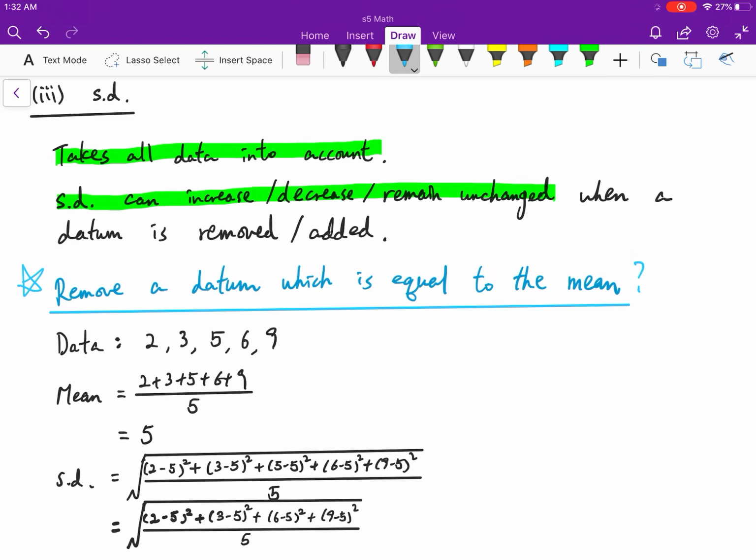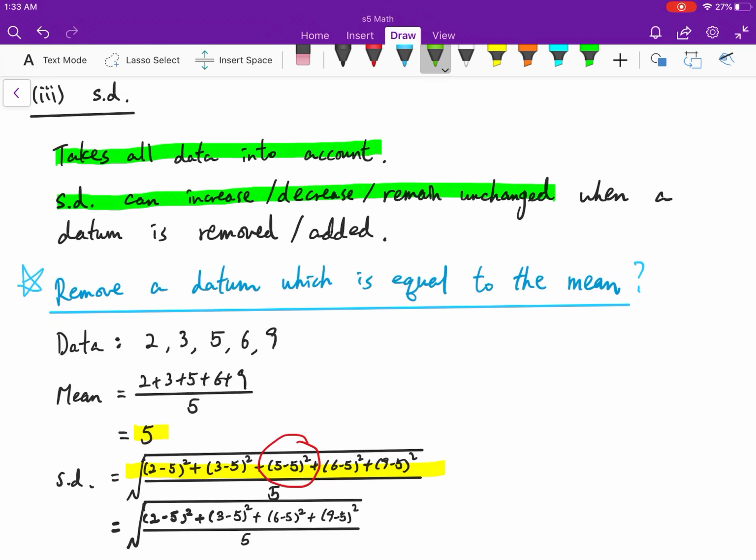So what will happen? Now consider this set of data: 2, 3, 5, 6, 9. Now we get a mean of 5, and then we get the SD formula. So you observe this (5 minus 5) squared is 0, right? So in the next step, we don't have this term. And let's first keep the formula in this way.